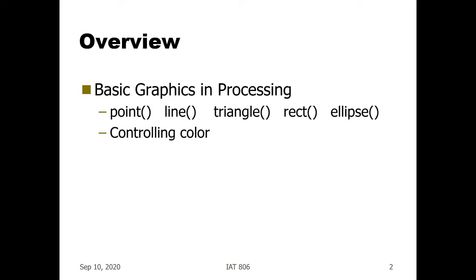They are point for drawing single pixel points, line for drawing line segments, triangle for, not surprisingly, drawing triangles, rect for screen-aligned rectangles, and ellipse for drawing ellipses and circles. And we'll also talk today briefly about controlling the color of those things, because by default, ellipses, rectangles, and triangles are drawn with a black outline and a white fill.